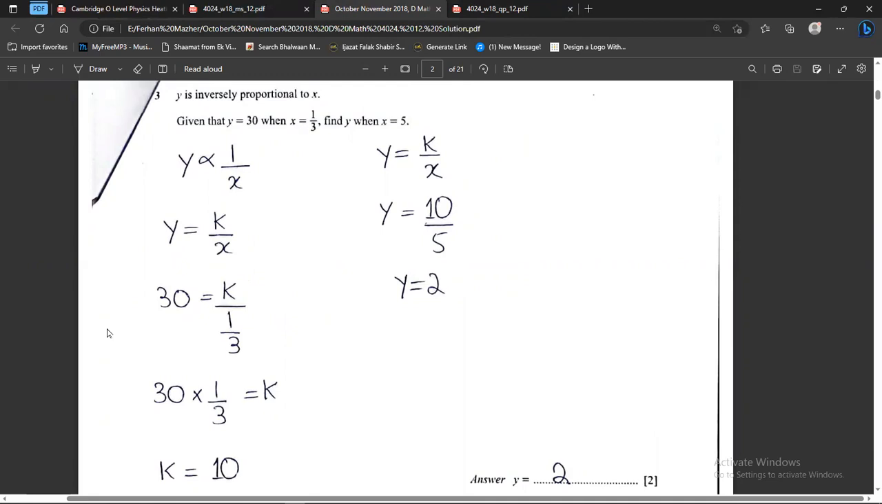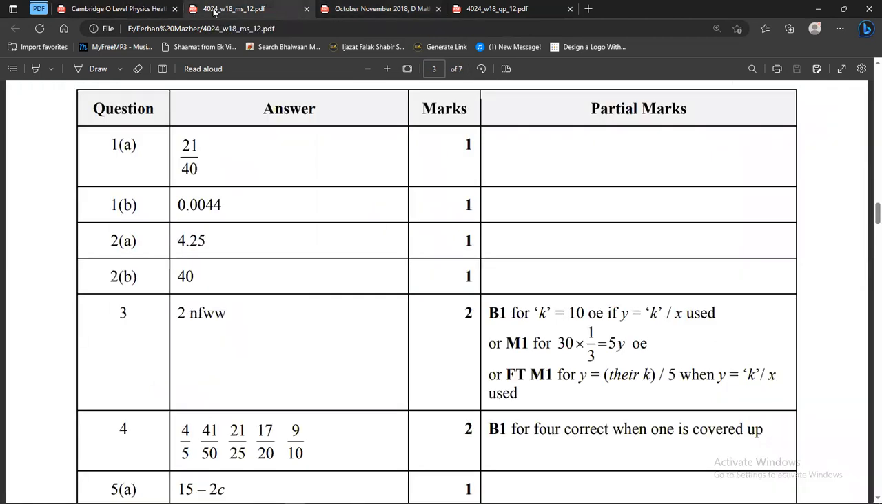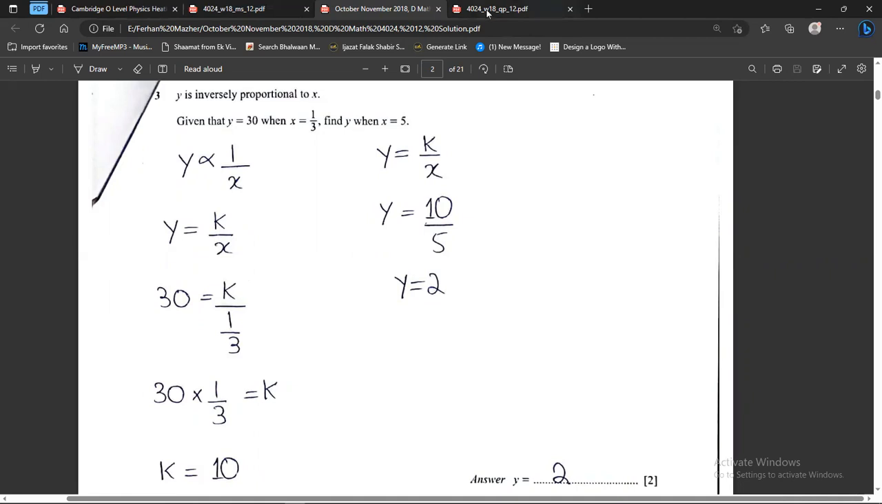So y equals k by x, so y equals 10 by x. Now x is 5. What is y? So y will be equal to 10 by 5, and y will be 2. So the value of y is 2. This is the solution.